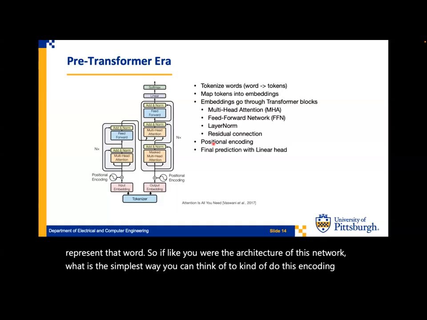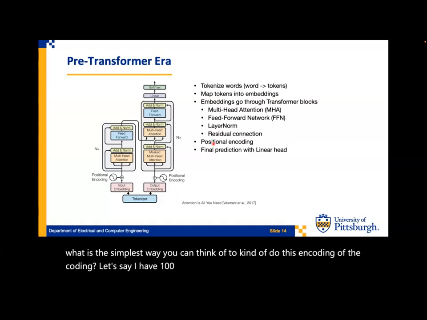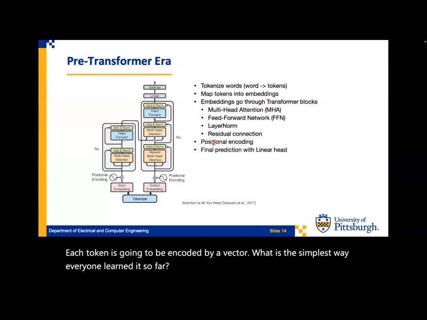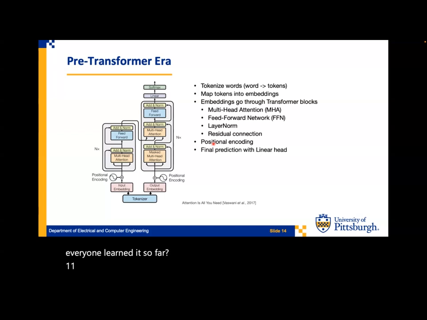Let's say I have 100 tokens. Each token is going to be encoded by a vector. What is the simplest way? Everyone learned it so far. One hot, right? One hot encoding is the easiest.